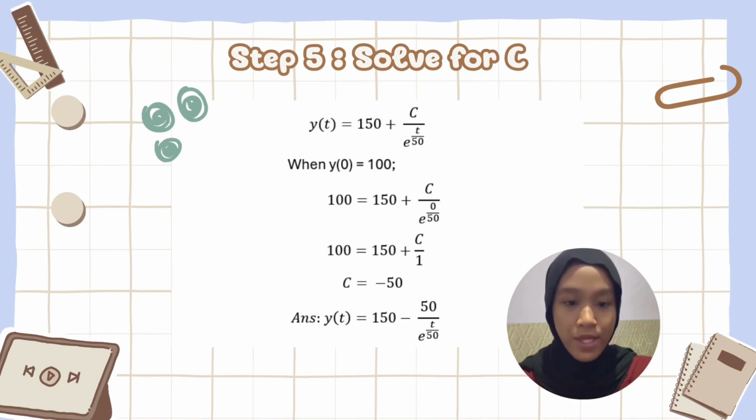At this point, we cannot leave the calculation there because we need to find the value of C to completely obtain the equation. So, we need to substitute the y value with 100, with the initial condition of t equal to 0. After we have done the calculation, we will finally get the C value equal to negative 50. Therefore, the final equation to find the amount of biodiesel at certain times is equal to 150 minus 50 over e to the power t/50.